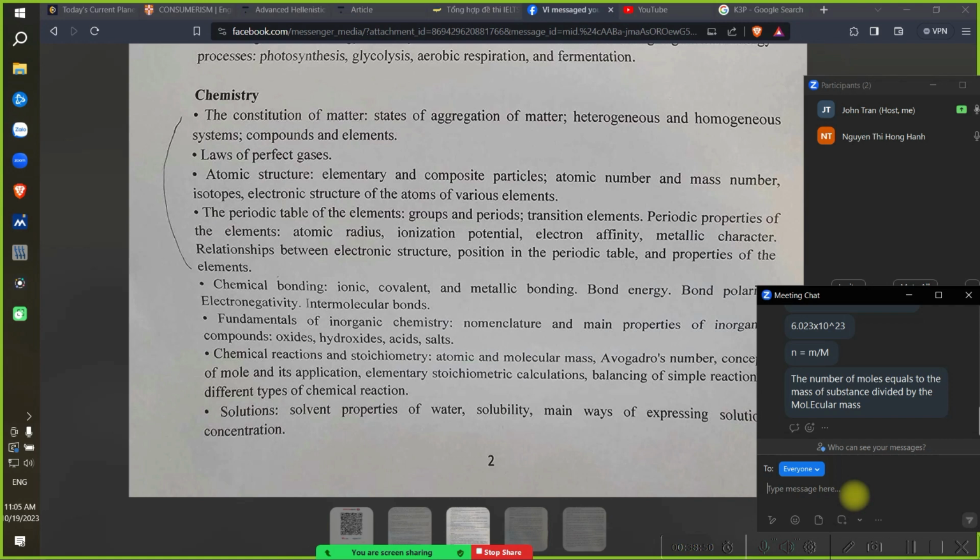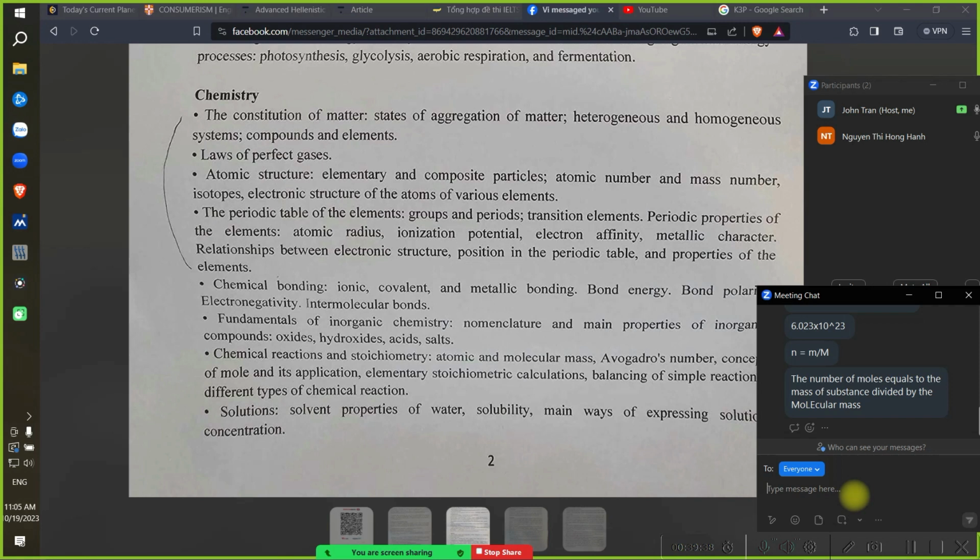Okay, next one. The concept of mole and its application. I actually didn't understand the concept of mole. What is the concept of mole? It is to make calculation easier, because there are so many atoms to calculate in real life. So basically, Avogadro created the concept of moles just to make calculation easier.